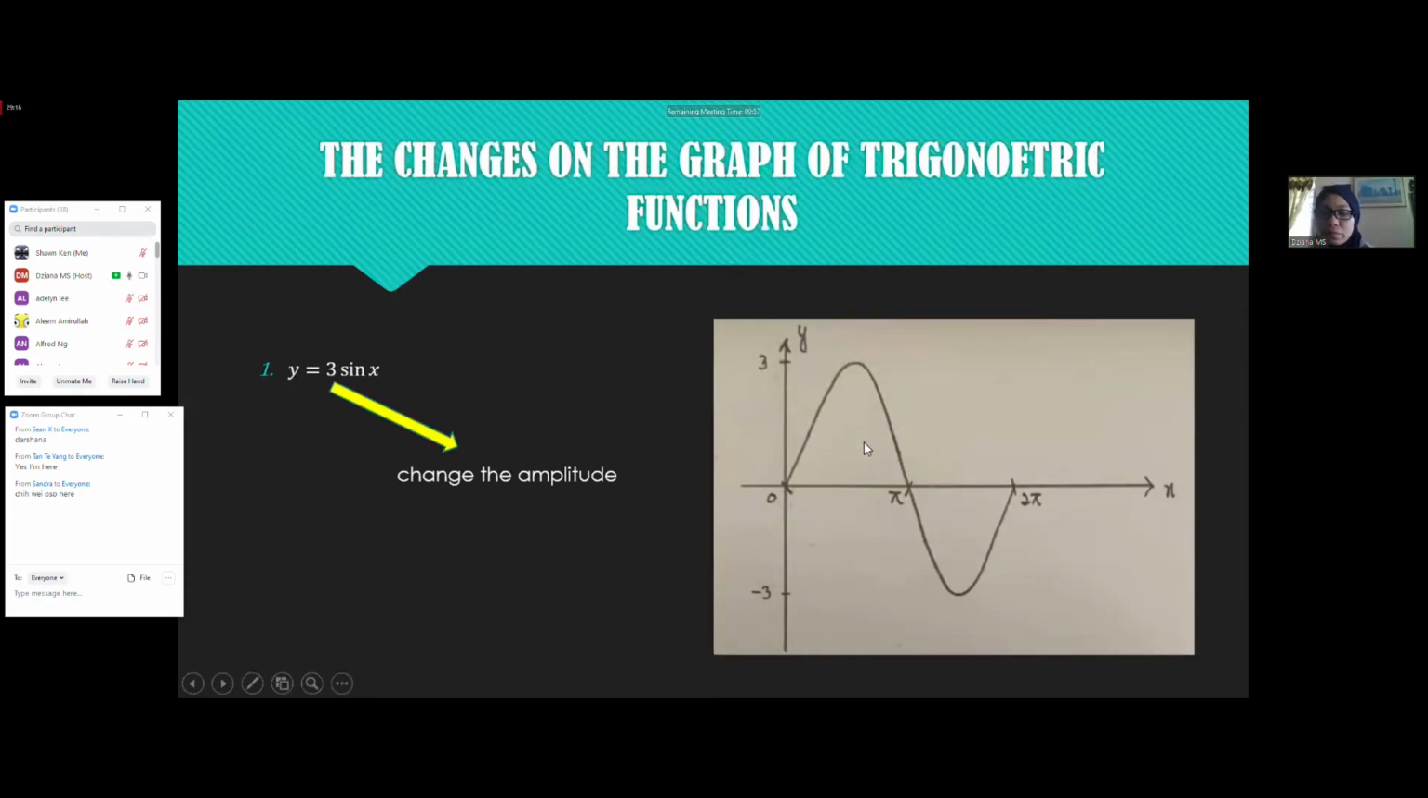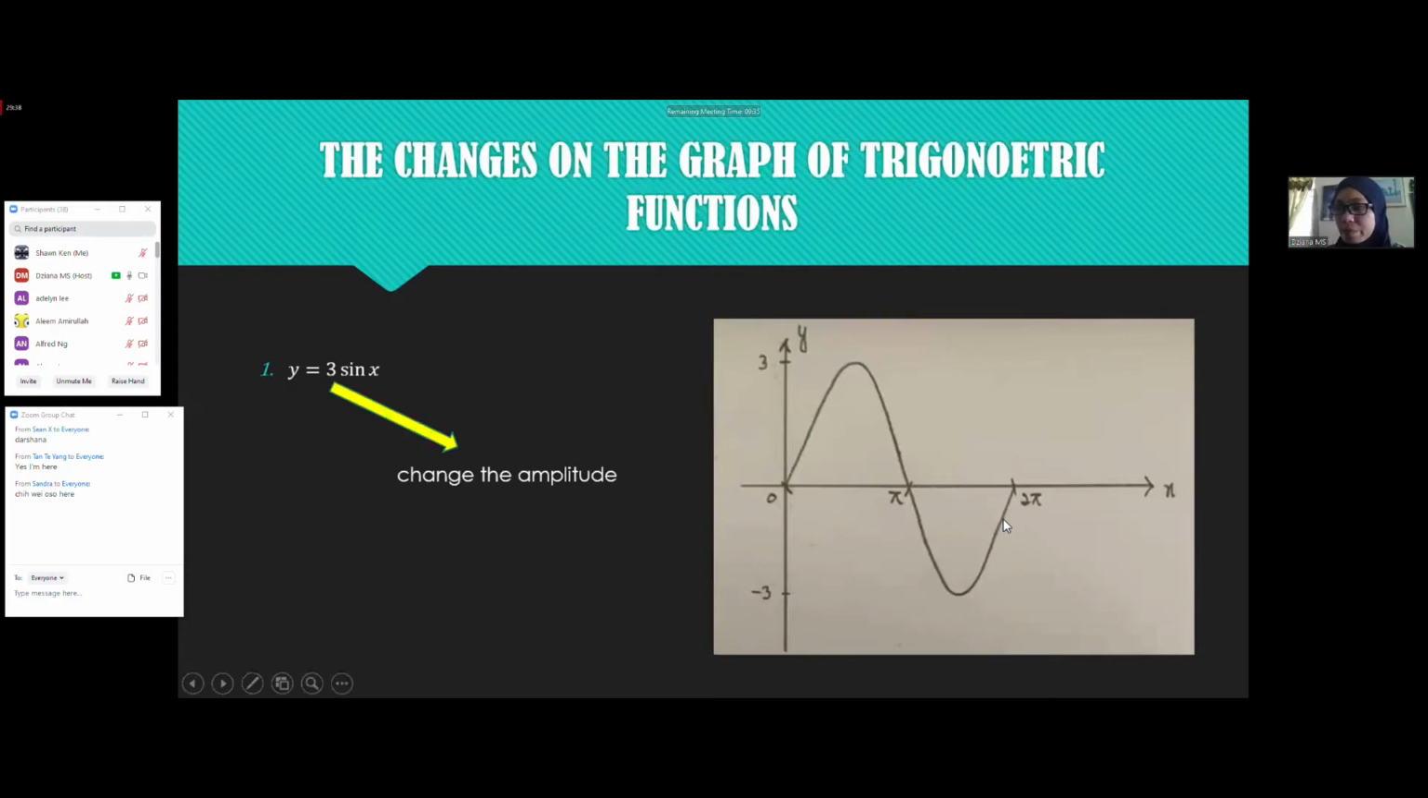Okay, same sine, but the amplitude changes. So the maximum and minimum values change to 3 and negative 3. Okay, you just assume that they ask you to sketch between 0 to 2 pi or 0 to 360.